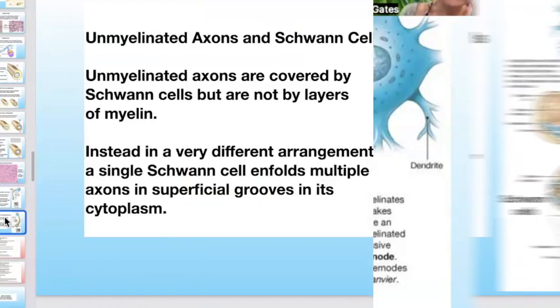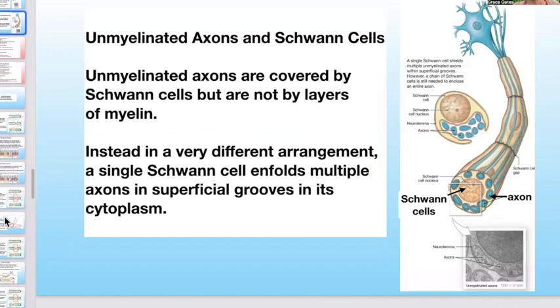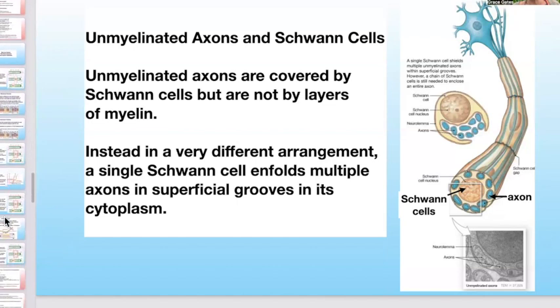Another way that Schwann cells interact with axons is that instead of one single axon being wrapped by a Schwann cell very tightly, sometimes a single Schwann cell enfolds multiple axons in superficial grooves in its cytoplasm. These axons are called unmyelinated because the whole structure of myelin isn't there, but they are not completely unprotected. They are still embedded in the Schwann cells and protected by them. So unmyelinated doesn't mean completely raw and naked and out there.